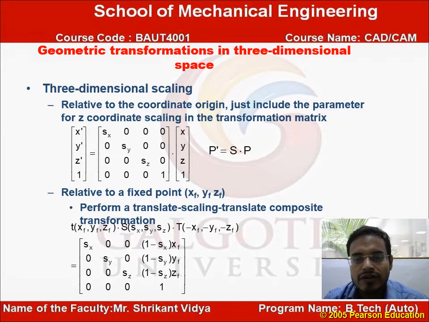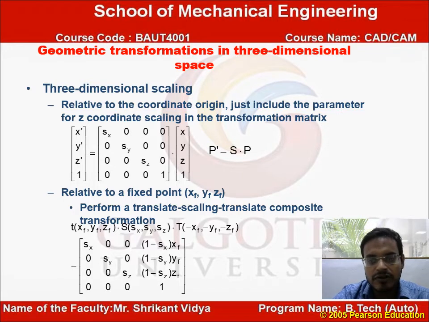Relative to the coordinate origin, we just include the parameter for the z coordinate in the transformation matrix. Here x, y, z, 1 are the coordinates before scaling, and x dash, y dash, z dash, 1 are the coordinates after the scaling transformation. If you multiply this scaling matrix by the original point, then you will get the final coordinates. If you are scaling relative to a fixed point (xf, yf, zf), we perform a translation, scaling, translation complete transformation.